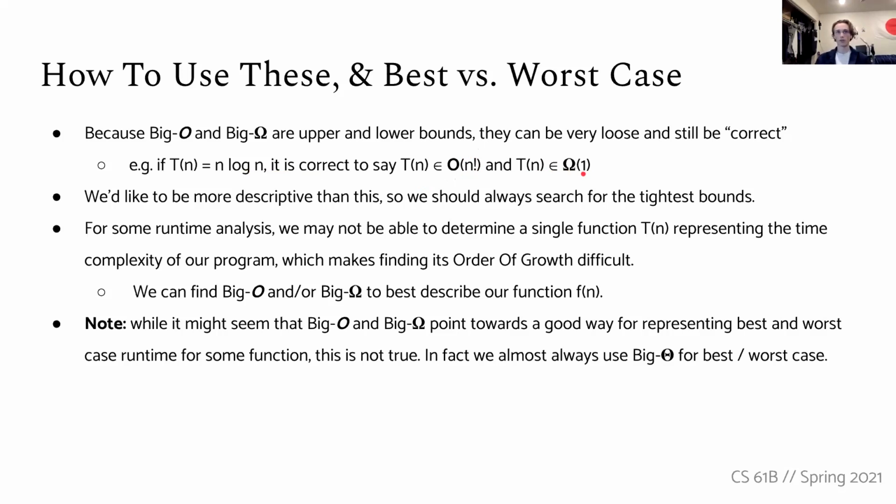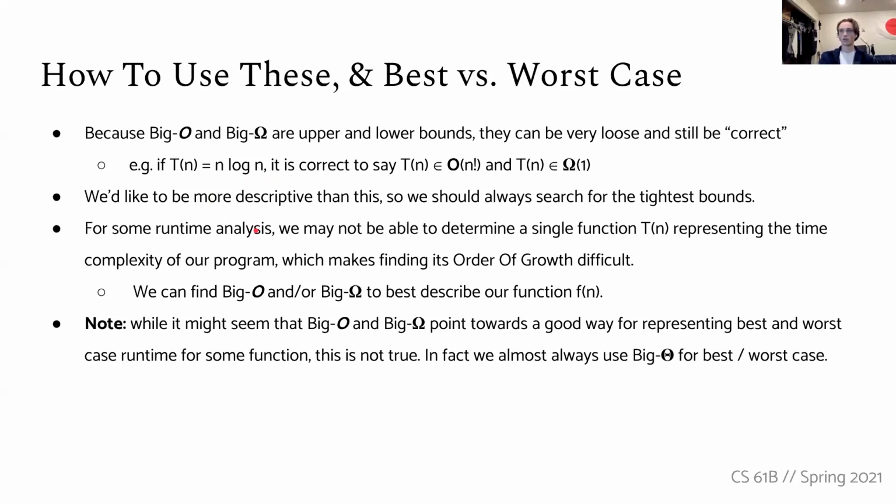So when working with asymptotics, we want to look for the tightest bounds possible so that we can accurately describe our function to the best of our abilities. And so by using these kinds of upper bounds, big O of n factorial and lower bound big omega of constant 1, that doesn't really tell us an accurate depiction of the runtime of our function. And so this is why we'll be searching for our tightest bounds when working with asymptotics.